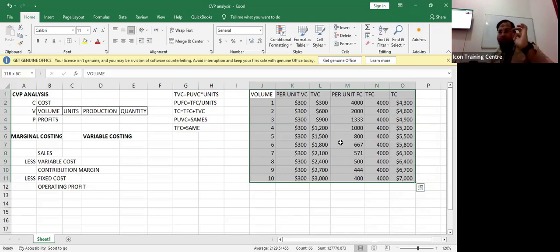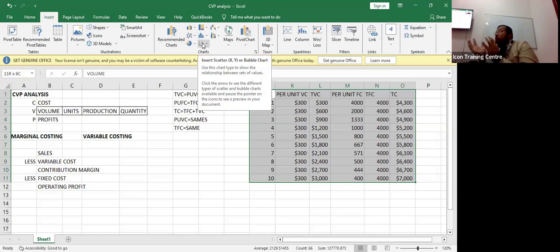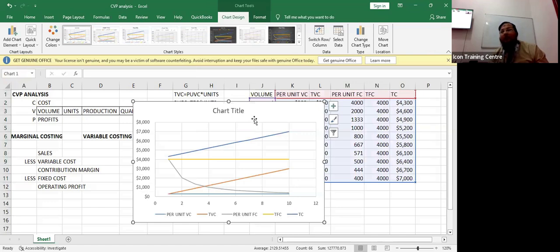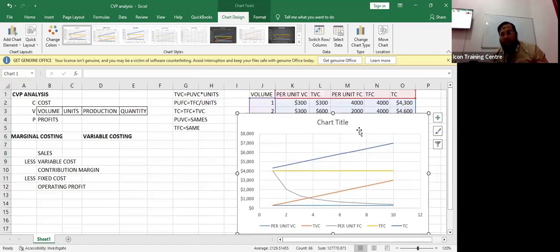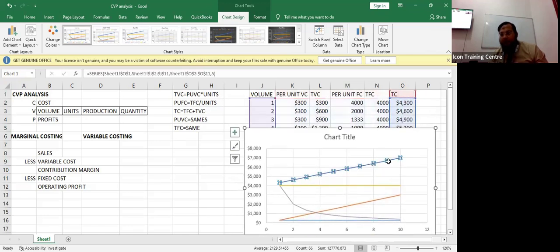Right? Okay. Now we are making a graph. And how do we do that? We go to insert. And here we have a chart, scatter plot, where we can study the relationship because there is a relationship. So we will select this one and you can see a very beautiful graph. Now just have a look at this. This line is your total fixed cost, right? If I select it, it will get highlighted. And you can see it is continuously increasing.